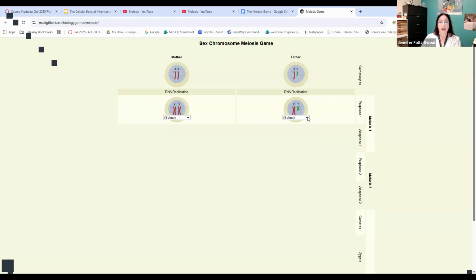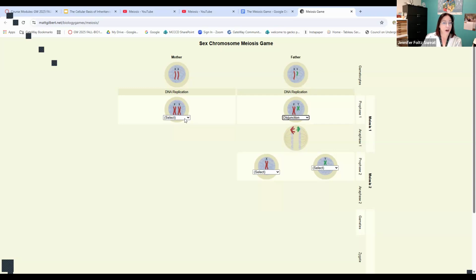Okay, so here we are in prophase 1. So remember, DNA synthesis or replication occurred. Now I am going to select disjunction in prophase 1. That means that the homologous chromosomes separated like they are supposed to. Okay, so everything's good. And so this is just looking at sex chromosomes. That gives you an X chromosome with sister chromatids and a Y.